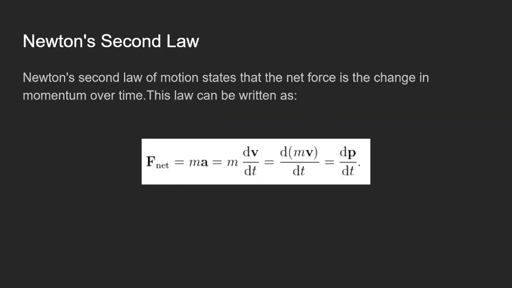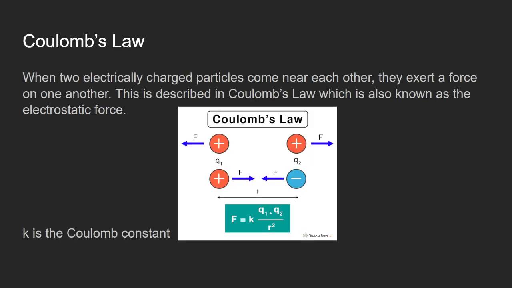Newton's second law of motion states that the net force is the change in momentum over time. This law can be written as F net equals ma, or F net equals the change in momentum dp over dt. And Coulomb's law: when two electrically charged particles come near each other, they exert a force on one another. This is described in Coulomb's law, which is also known as the electrostatic force. In Coulomb's law, K is the Coulomb's constant, which is 1 over 4 pi epsilon naught.